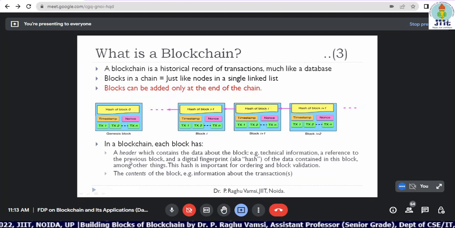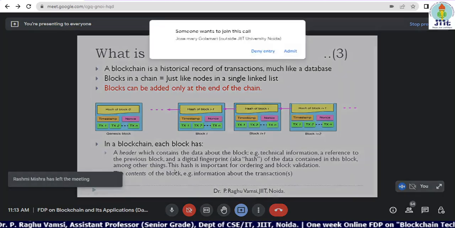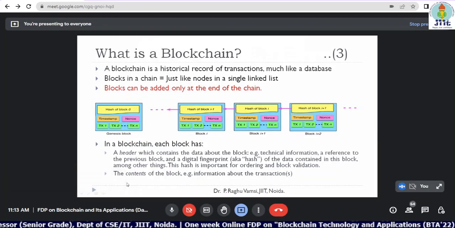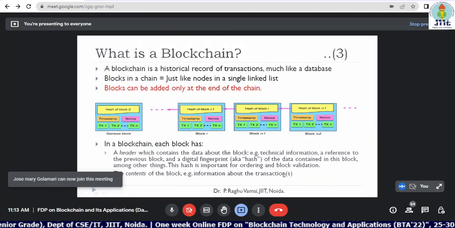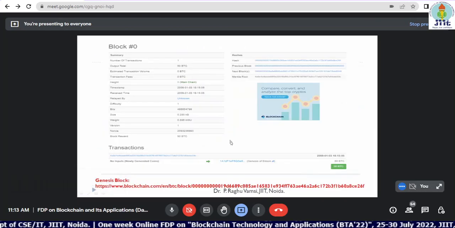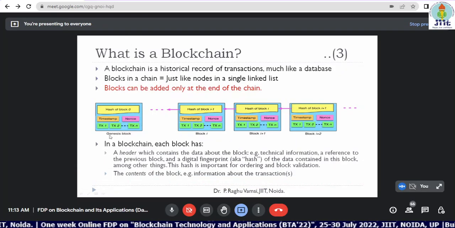In the blockchain, each block has a header consisting of information such as data about the block, technical information, a reference to the previous block, and a digital fingerprint, also called the hash of the data contained in the block, among others. This hash is important for ordering and block validation. And the content of the block, for example, information about the transactions. Let us see, this is the Genesis block. So what is the first block in the blockchain called? It is called the Genesis block.